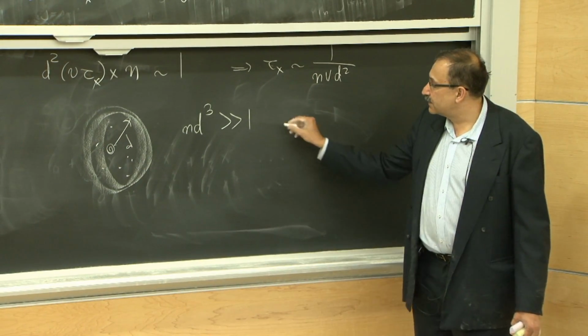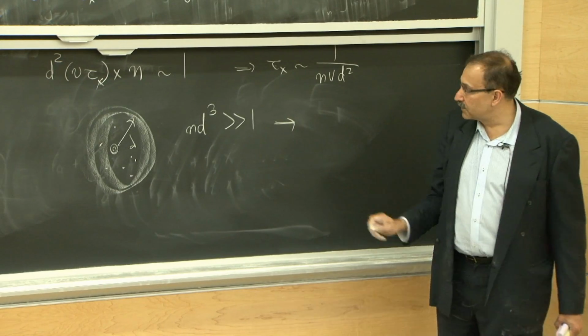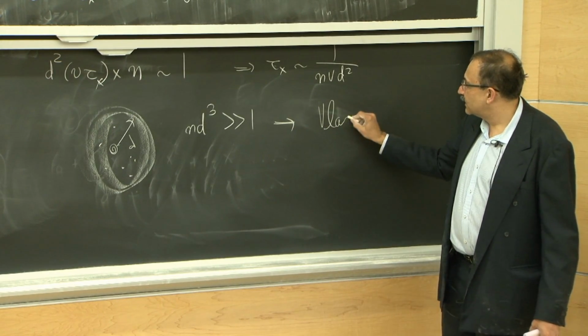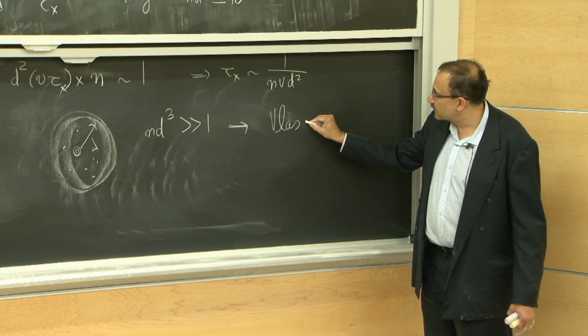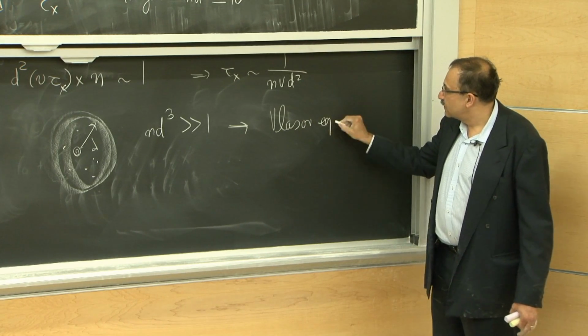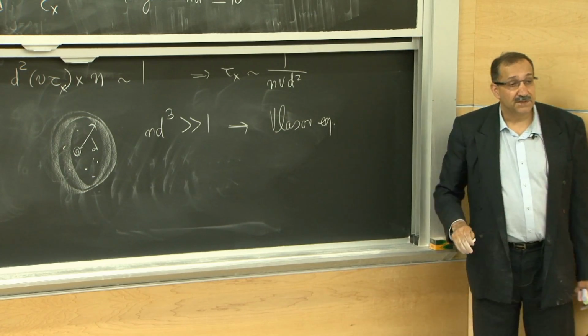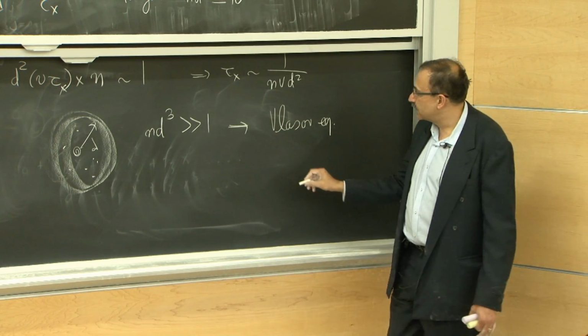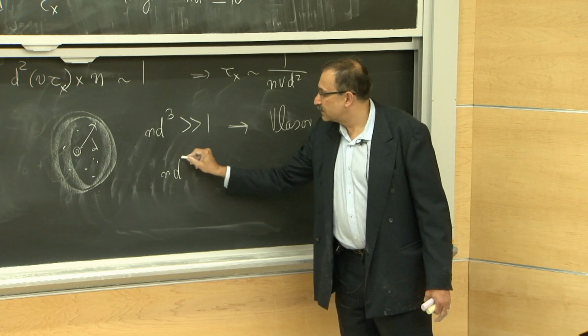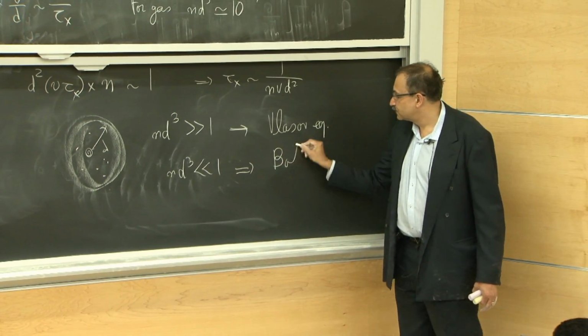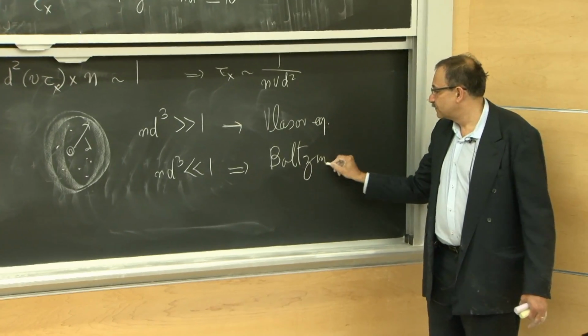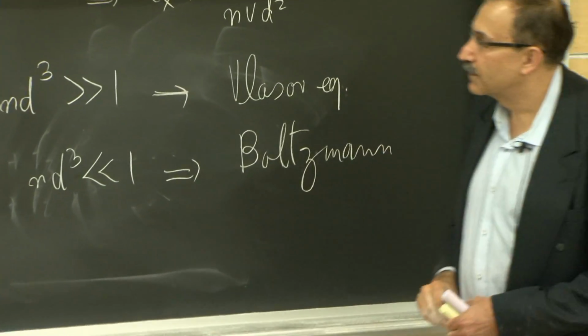And so that limit, which you will explore in the problem set, leads to a different description of approach to equilibrium. It's called the Vlasov equation. What we are going to proceed with now will lead to something else, which is called, in the dilute limit, the Boltzmann equation. Okay?